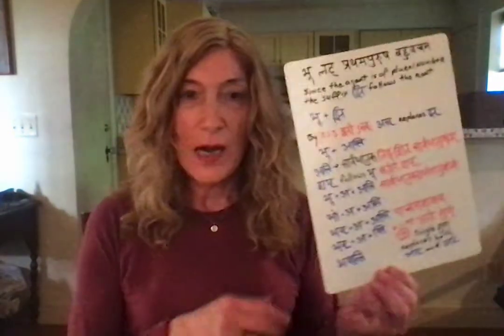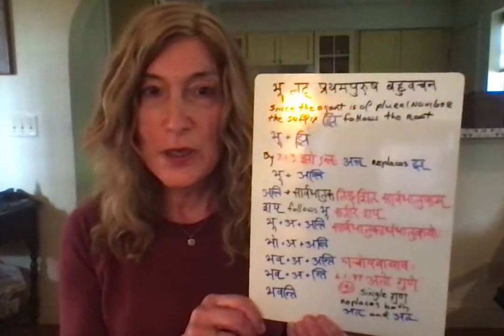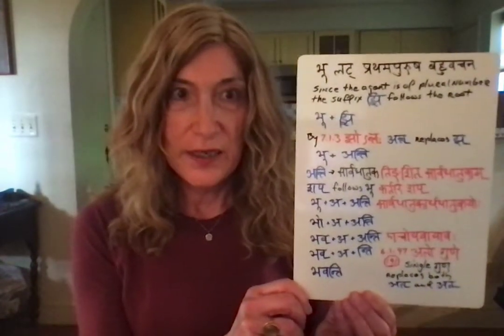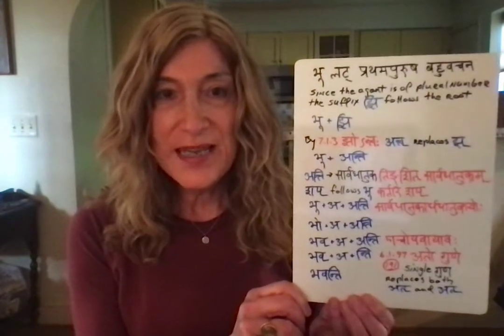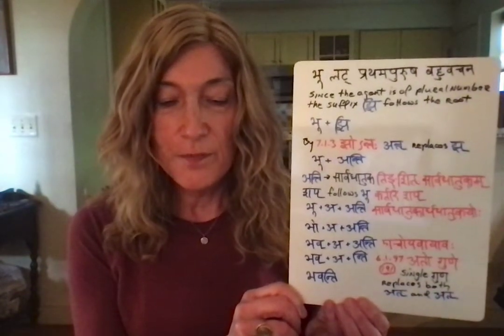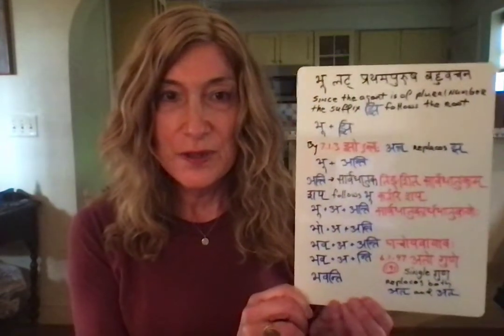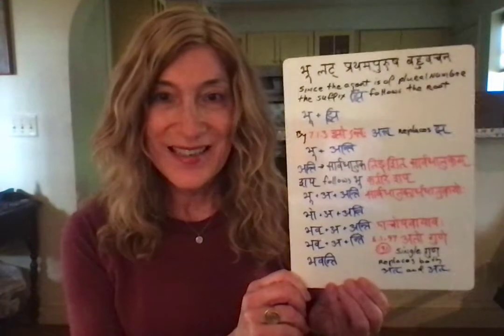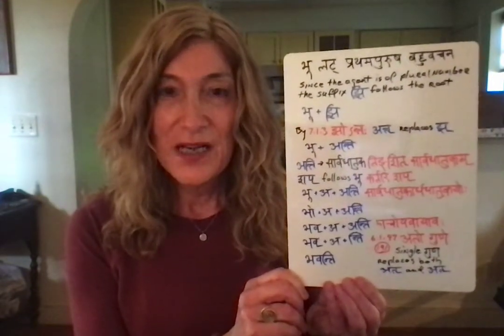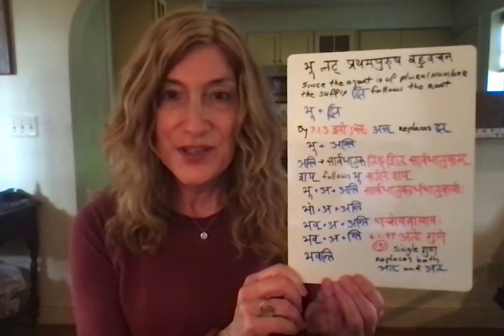Hi, today we're going to complete our derivation of pratama purusha of bhu-lat. Pratama purusha bhu-lat. And that means that we are going to derive pratama purusha bahuvachana lat of bhu. So since the agent is of plural number now, the suffix jhi follows the root, as we've discussed previously, tiptas jhi, tiptas jhi. So we now have bhu and jhi.